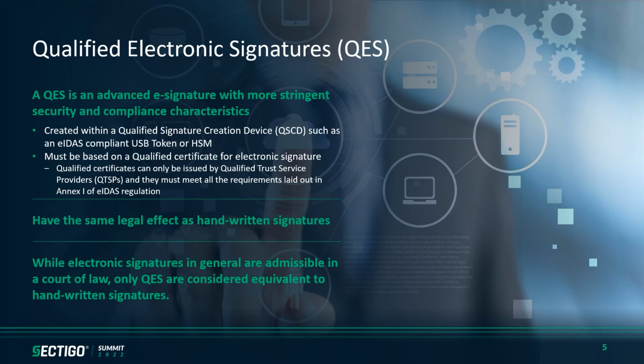Typically, e-tokens and HSMs that are FIPS 140 Level 3 and Common Criteria EAL Level 4 certified are capable of meeting the requirements of QSCDs. Qualified e-signatures have the highest legal standing among all electronic signatures, and they are considered equivalent to handwritten or wet signatures of the signatory in a court of law.